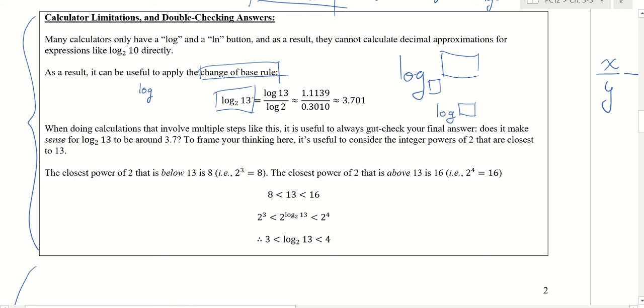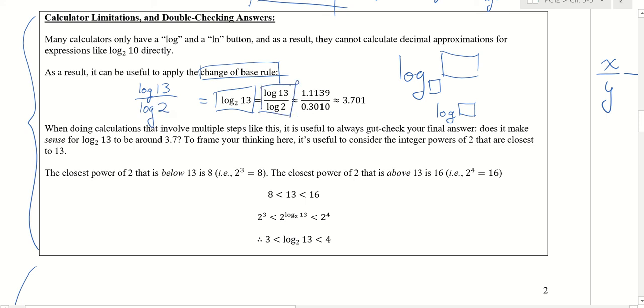So log base 2 of 13, hey, can't calculate it because I only have the log button, so I can only calculate in terms of base 10. Well, just apply the change of base. Log base 2 of 13 is the same thing as log base 10 of 13 over log base 10 of 2. And I show you that here.